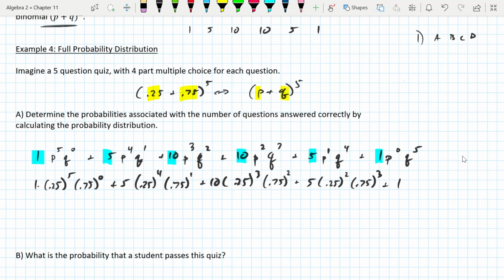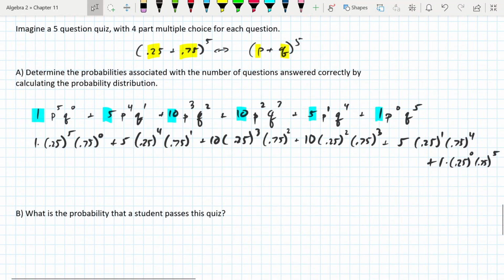Wait a second here. 5, 4, 3, 2, 1, 0. 5, 4, 3, 2. Oh, okay, that's my problem. I messed up my coefficients. And then another 5, 0.25 to the 1, 0.75 to the 4, plus, I'm not going to multiply by 1, 0.25 to the 0. Ah, crap. I ran out of space. Plus 1 times 0.25 to the 0, 0.75 to the 5.